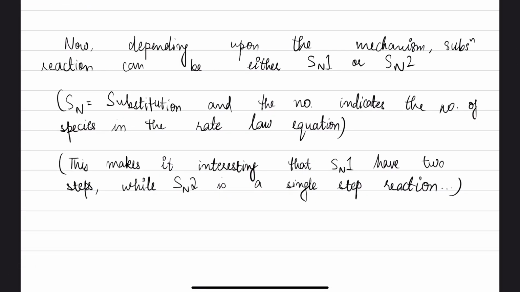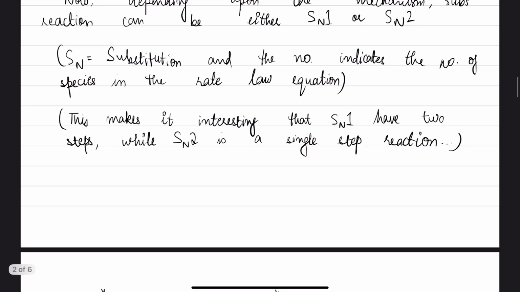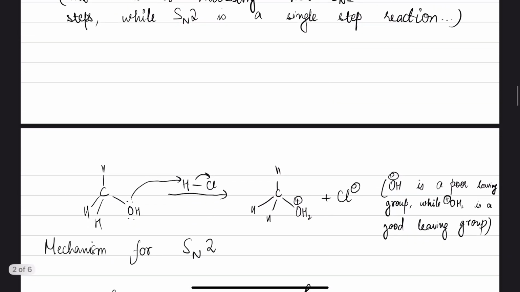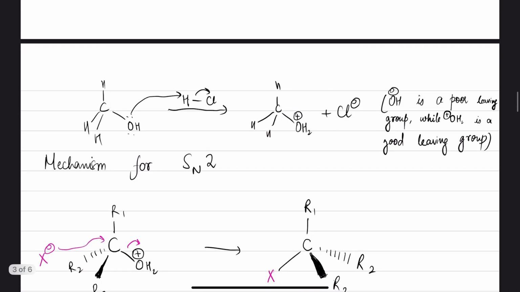I've written here that the number indicates the number of species in the rate law equation. And this makes it interesting that SN1 has two steps and SN2 has a single step. Again, I'll talk more about what these steps are, but someone might think that SN1 should have one step and SN2 should have two steps, but that is not the case.